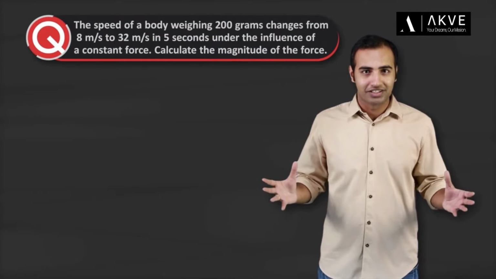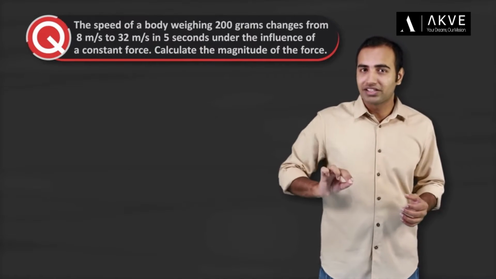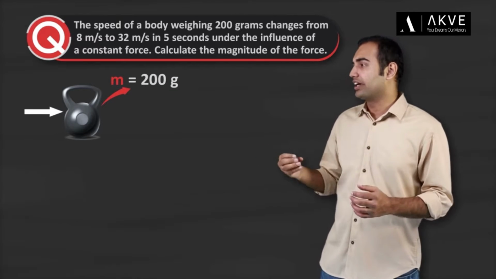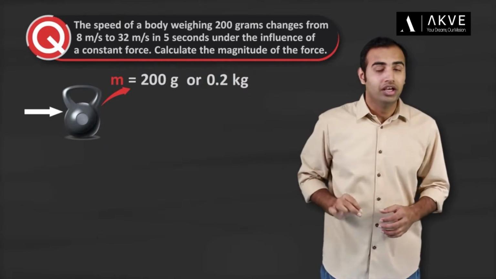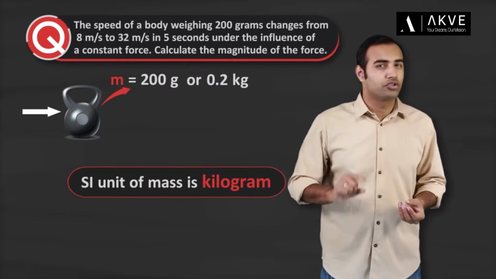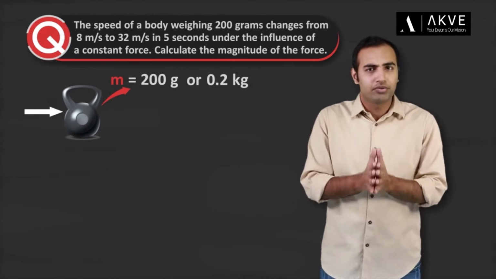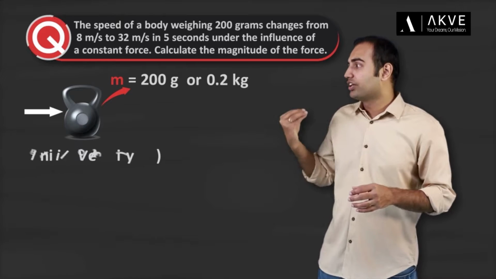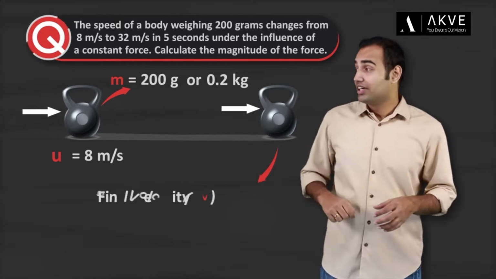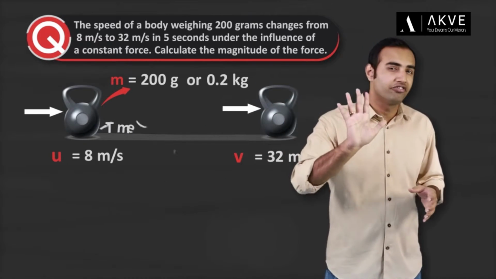So, before we do any calculations, let's write down everything that is given by the problem itself. So, the problem tells us that the mass of the body is equal to 200 grams, which we can also write as 0.2 kilograms. Now, the reason I'm converting it to kilograms is because the SI unit of mass is kilograms, guys, not grams. So, it's best we keep all our values in SI units. Apart from that, the problem tells us the magnitude of initial velocity is equal to 8 meters per second and the magnitude of final velocity is 32 meters per second. And the time taken for this change to happen is 5 seconds.